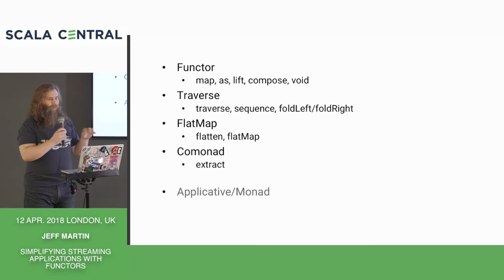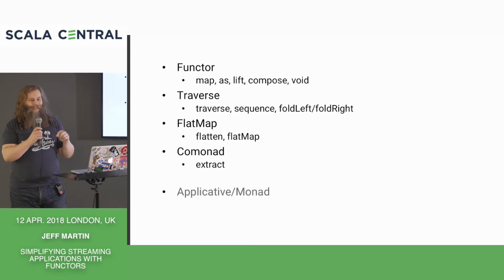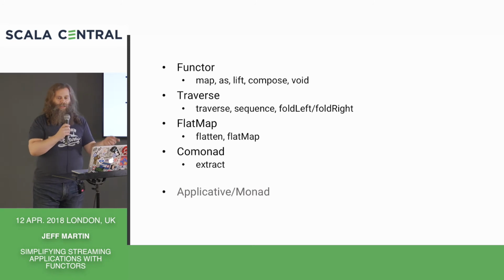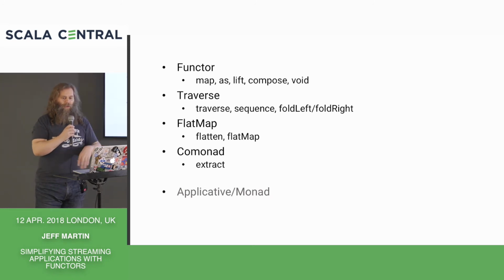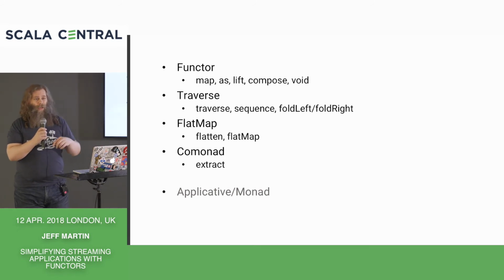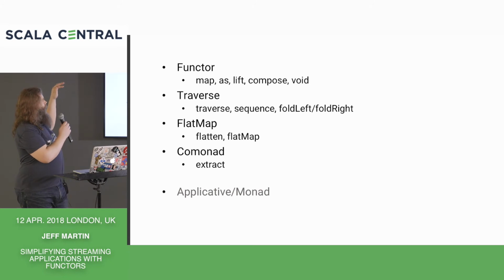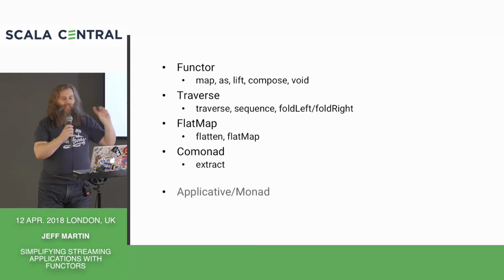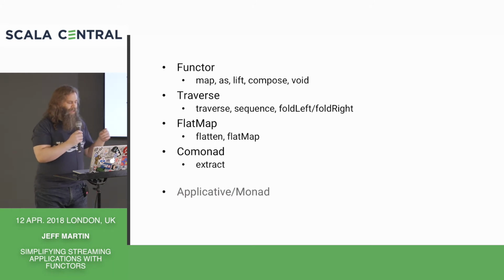Traverse is very useful. We've found this is one of the things that in the flows, you often end up with a list which has options in it, or some other type. You have a list of futures, and really what you want is a future of list. So using traverse is useful for actually getting you out of that situation. This is something else that Cats provides.